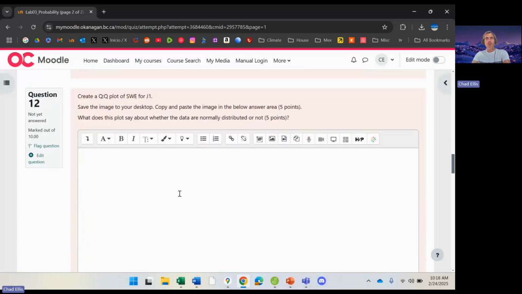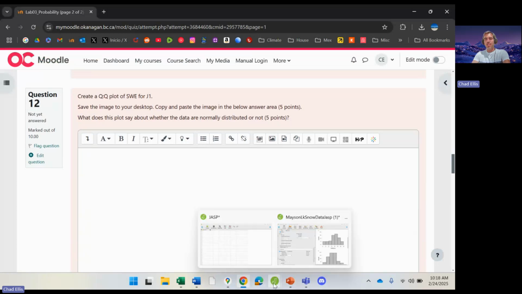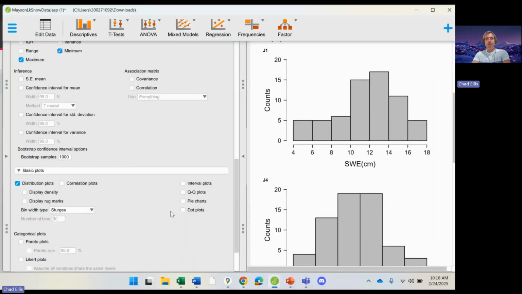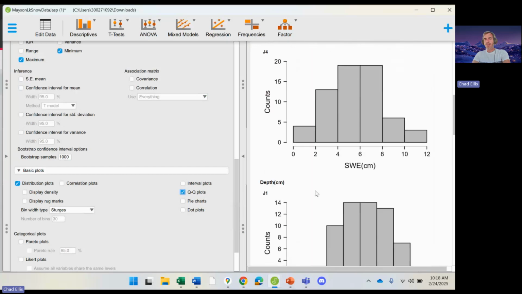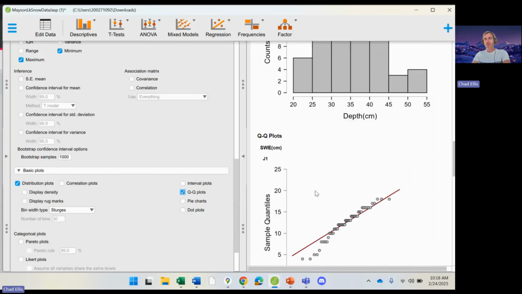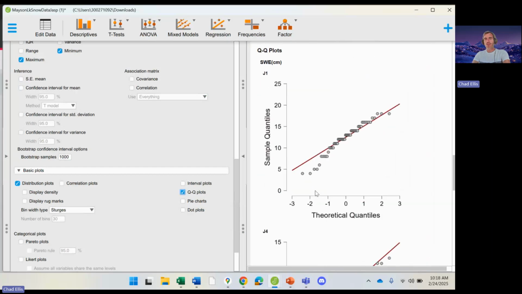Another way we can test for normalcy, if our data is normally distributed or not, is that we can create a QQ plot. Now, we also did look at this in class. So I'm going to go here under basic plots. I'm going to click the QQ plot. So QQ stands for quartile and quartile. It basically compares the theoretical distribution or normal distribution to your actual data set.